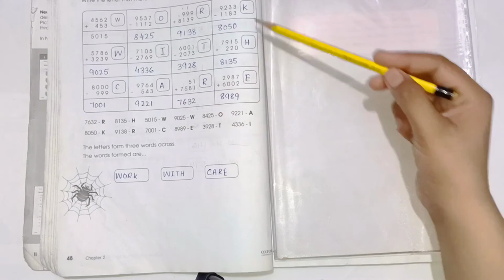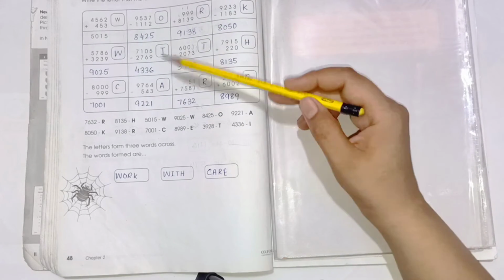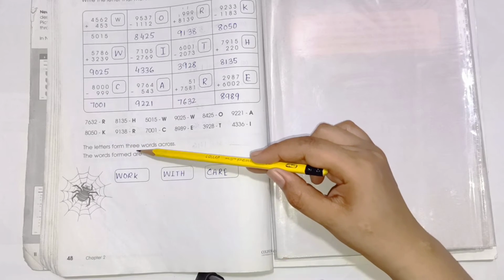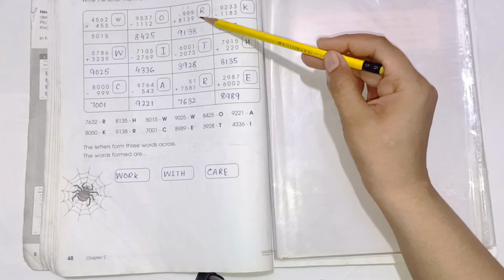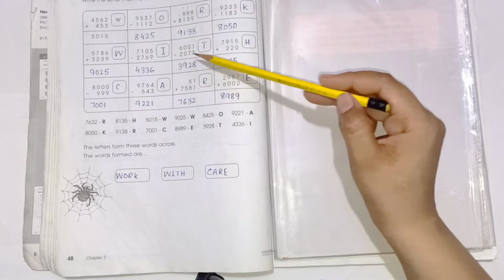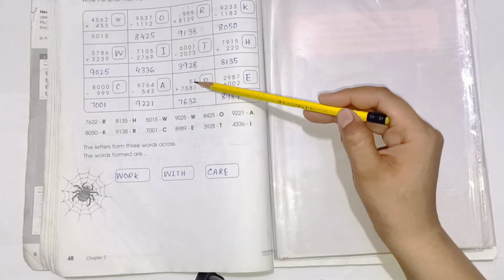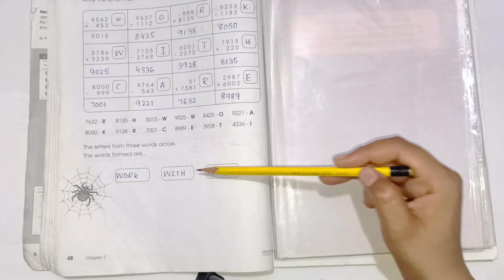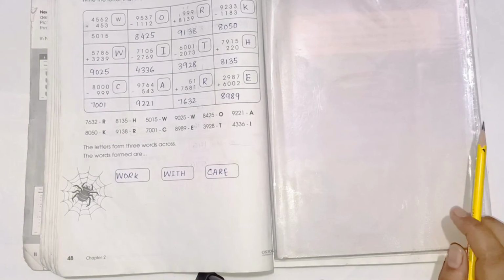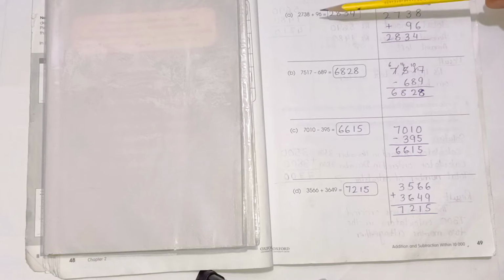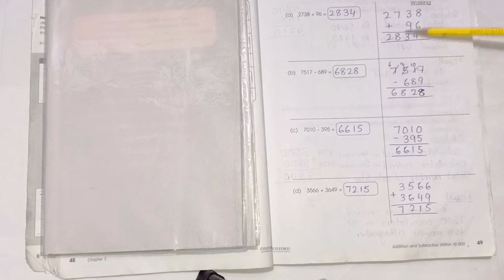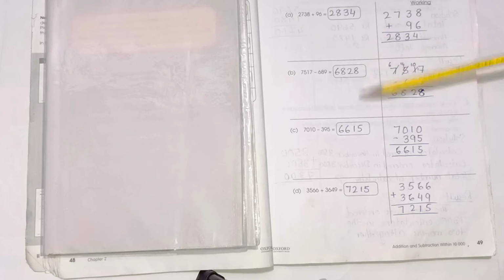Same as it is, we have to solve the remaining questions and then we have to write the letters from the 3 words across. So the letters from the 3 words across are W-O-R-K, work, W-I-T-H, with, C-A-R-E, care. Work with care. Next page is page number 49. So here we have to add or subtract. Show your working in the space provided. Here you have the working space and here you have to write the answer only.